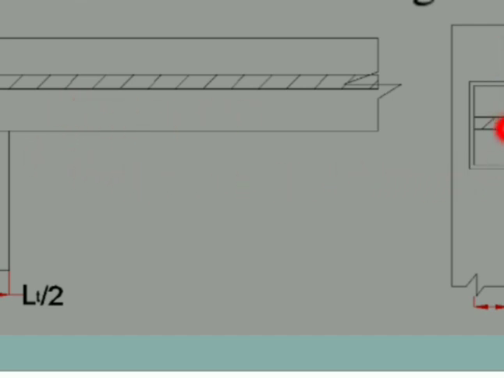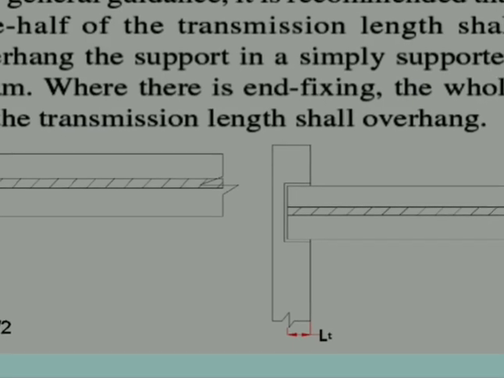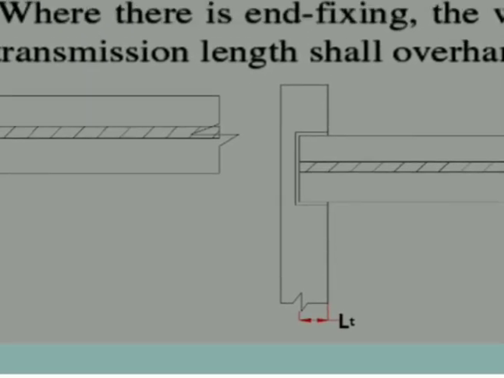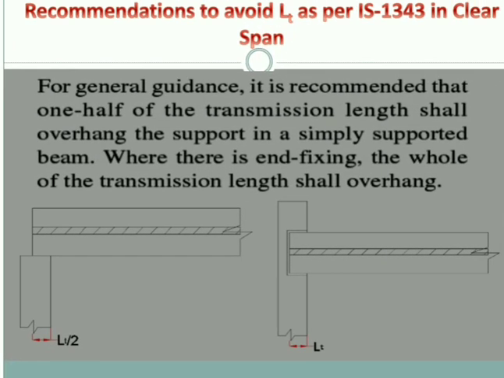Now if we have a fixed beam, or generally it means a continuous beam, in that case the LT should be taken as entire length of transmission should be covered over the support. It is recommended. It is not that it can be achieved every time, but these are the two things which IS code recommends to reduce the transmission length. If the transmission length is reduced, the effective span length is higher and the beam can be taken for carrying comparatively heavier loads. So this is what is LT, or the transmission length.